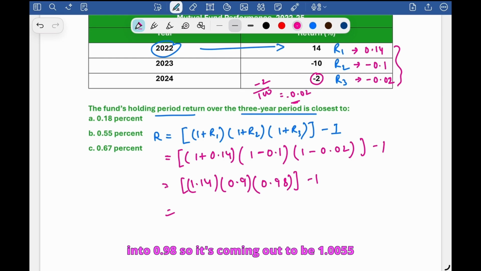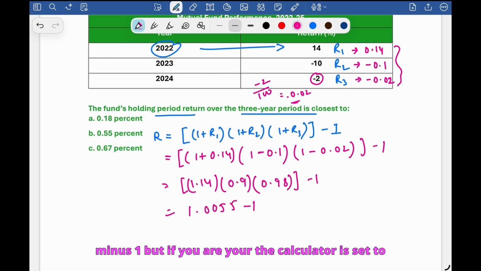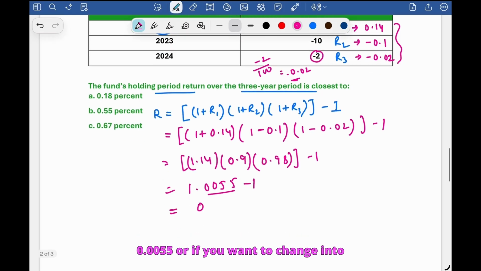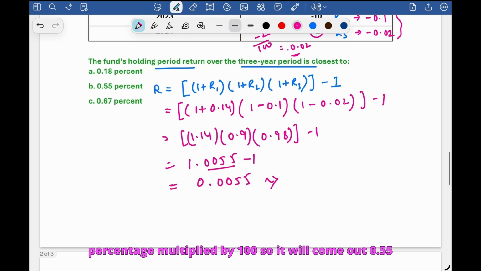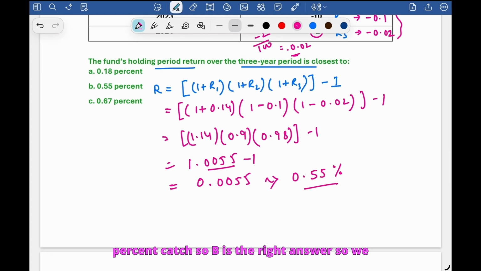So it's coming out to be 1.0055 minus 1. But if your calculator is set to decimal 2, it will look something very different. So set it till 4 decimals, right? So if I do minus 1, it is 0.0055, or if you want to change it into percentage, multiply by 100, so it will come out 0.55%. So B is the right answer. So we are done with the holding period return.